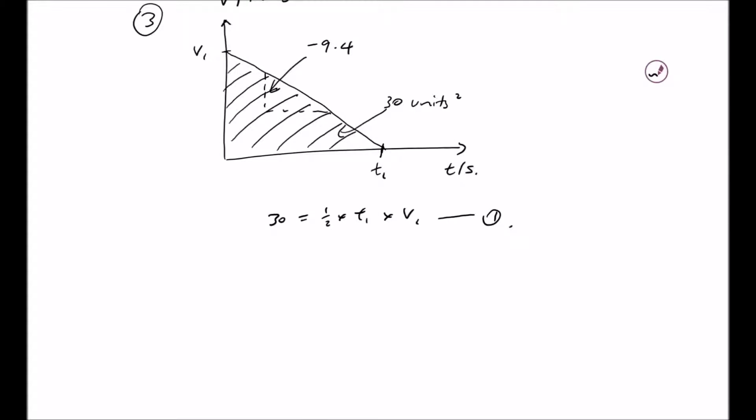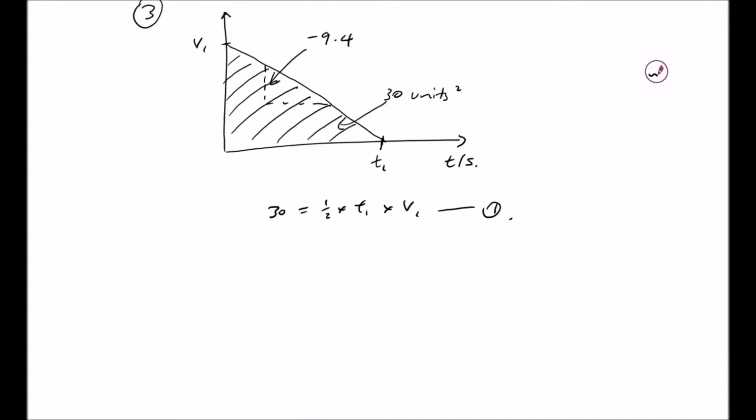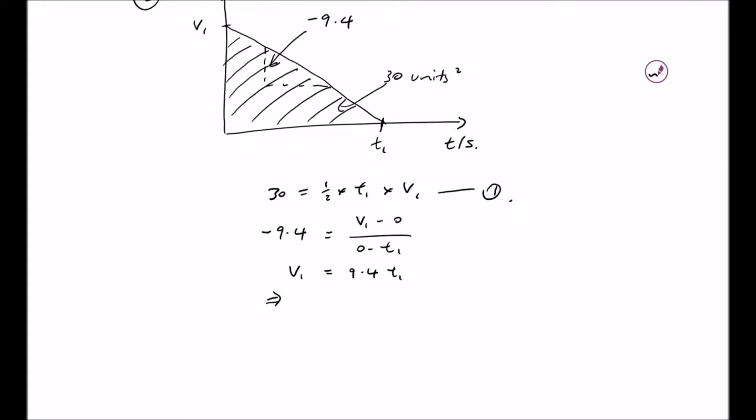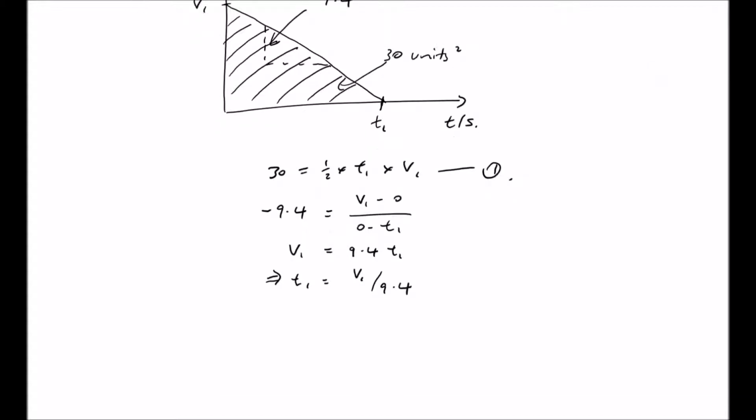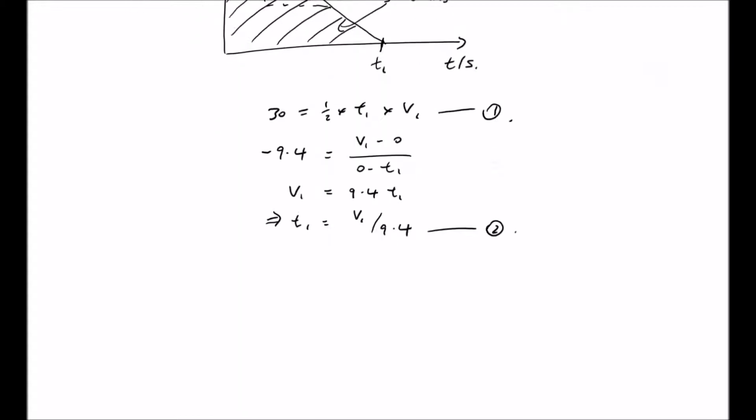Let's try to find another equation so that equation 1 and that equation can be solved simultaneously. We also know that minus 9.4 is the gradient, which equals v1 minus 0 over 0 minus t1. So v1 equals 9.4 t1. For this question, we are just going to rearrange it so that t1 equals v1 over 9.4. Let's just label this as equation 2.